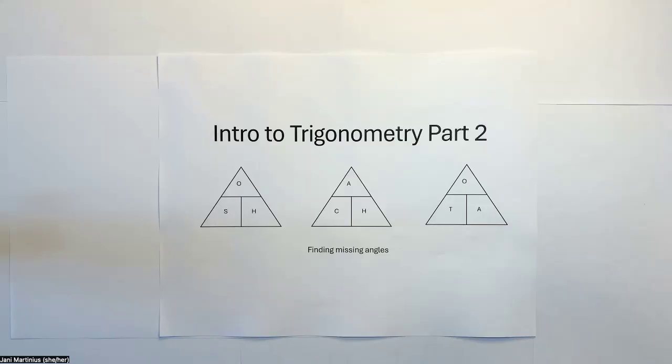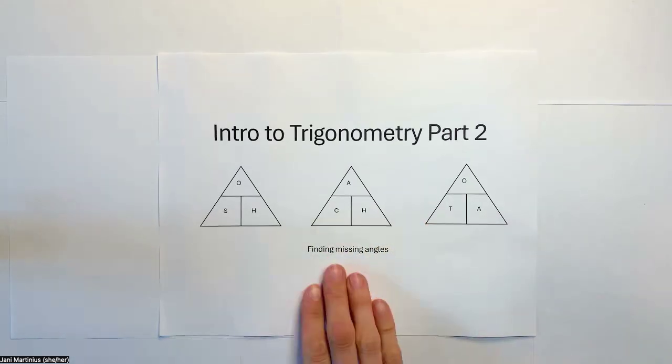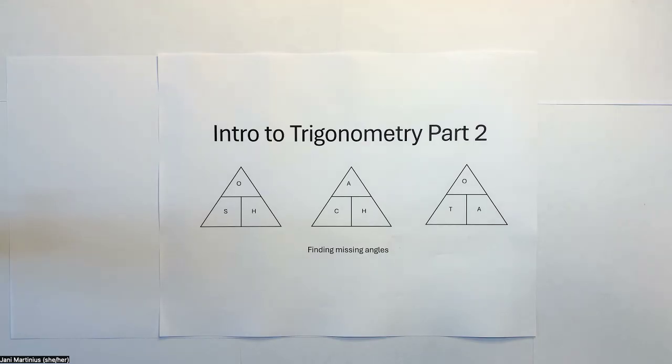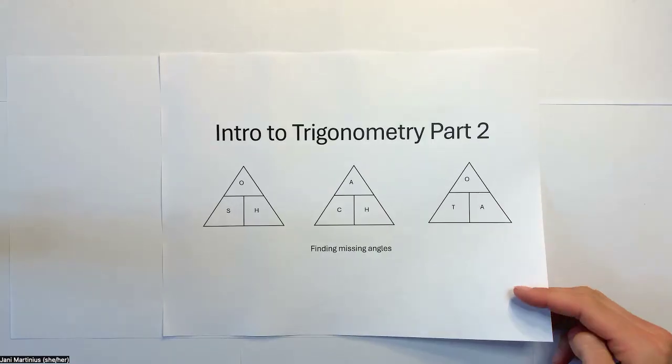Welcome to Intro to Trigonometry Part 2. So in Part 1, we learned all about SOHCAHTOA, how to draw the different triangles and why it's so important to have the visual. In Part 1, we dealt with having the angle given to us and one of the sides. In this part, we're going to find out how to find the missing angle. So if two sides are given to us, how do we find the rest?